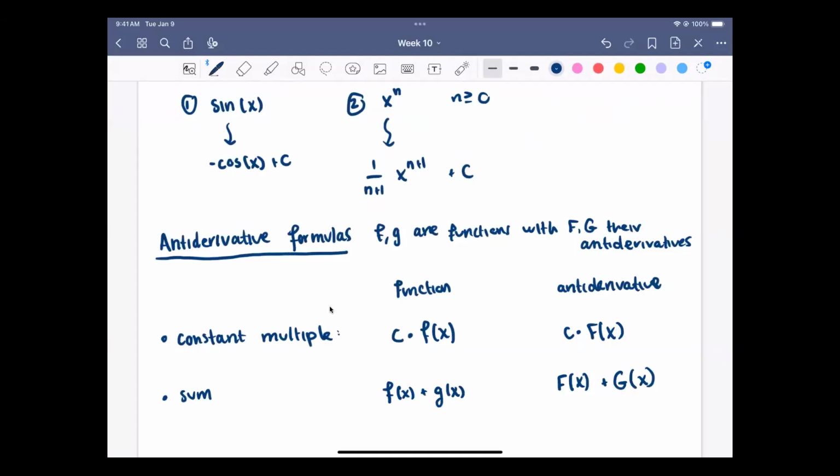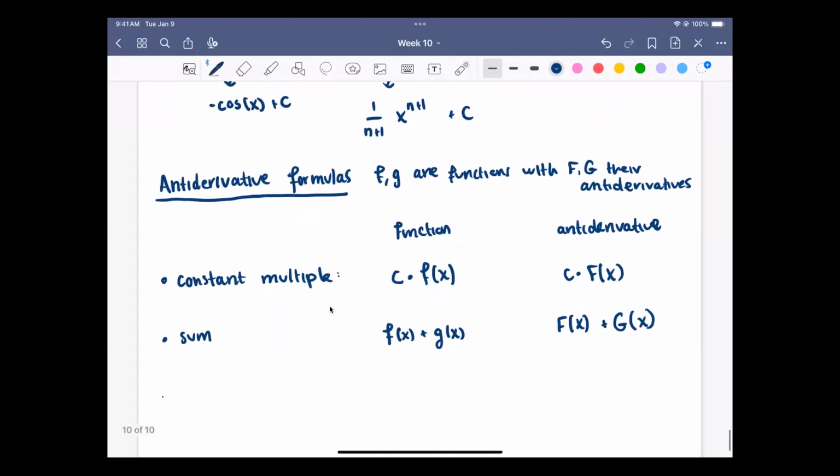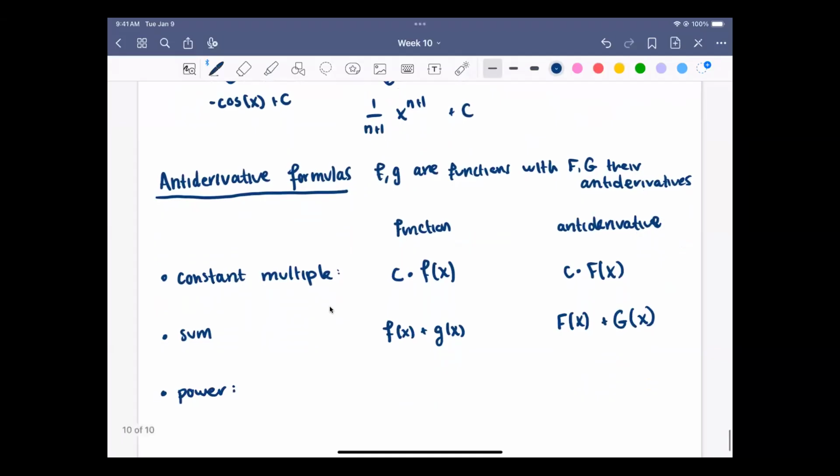Okay, so we have that. The power rule we already wrote down. And this actually works for any n not equal to -1. So if I have x to the n, then its antiderivative will be x to the n plus 1 divided by n plus 1. So why does this not work when n is equal to 1? Sorry, minus 1.